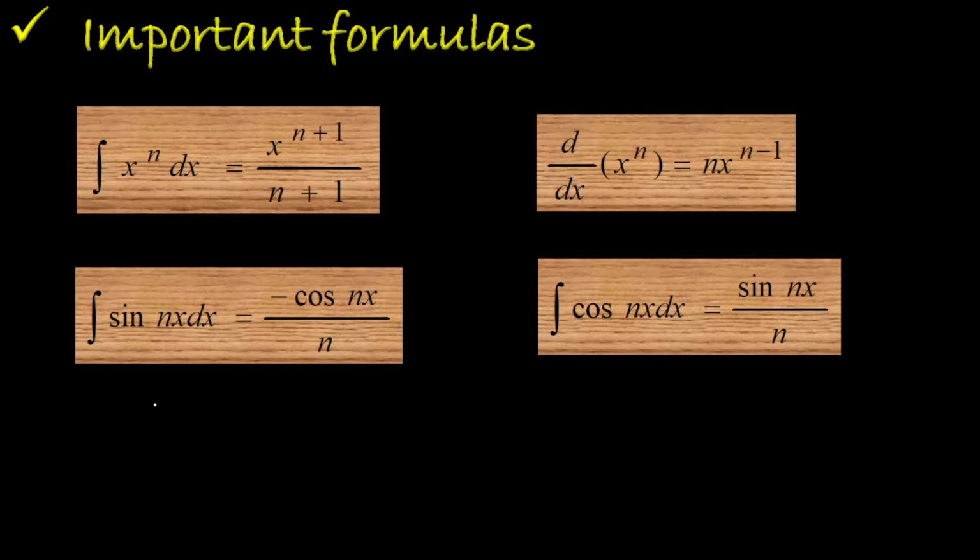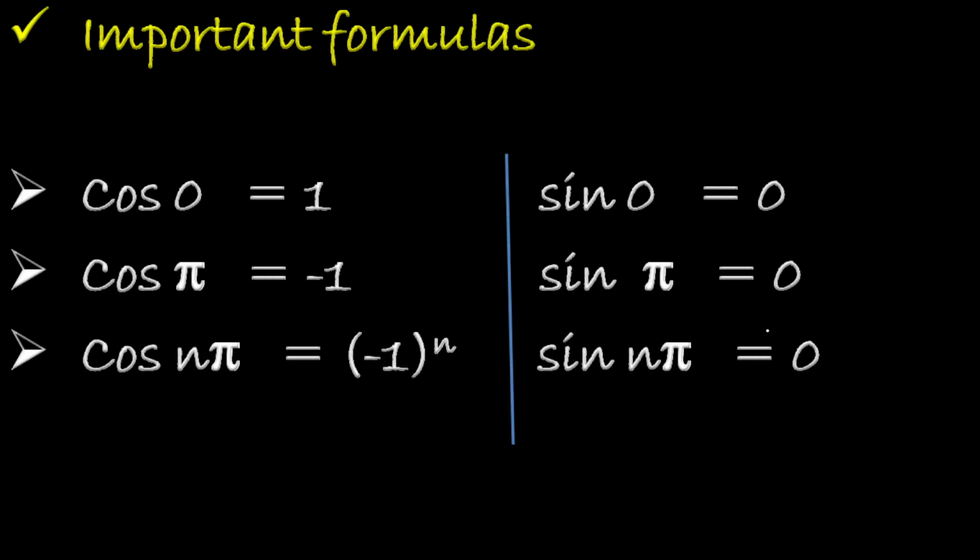The basic integration and differentiation formulas you know already. Integral x to the power n dx, if you are integrating this, you get x to the power n plus 1 divided by n plus 1. Whereas if you differentiate the same function, d by dx of x to the power n is nothing but n x power n minus 1. Also, integral sin nx dx is nothing but minus cos nx by n, and integral cos nx dx is equal to sin nx divided by n. And these are the values you should know.